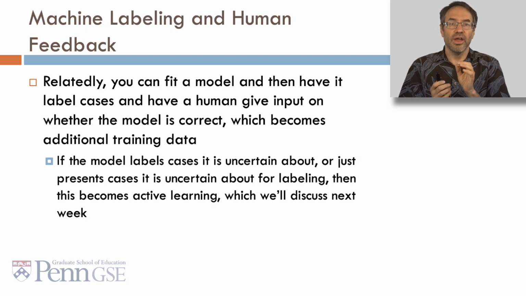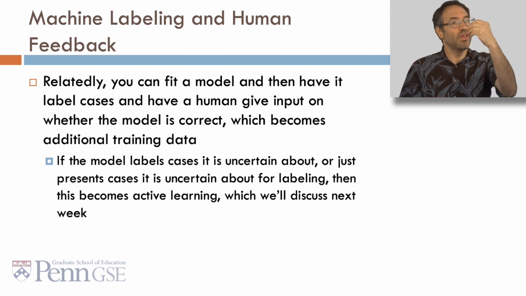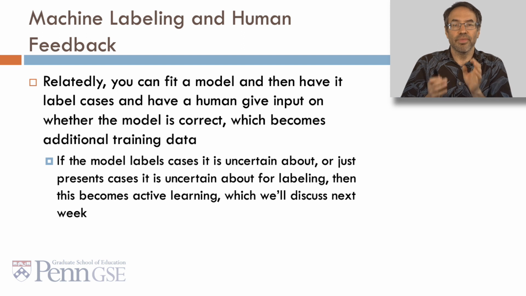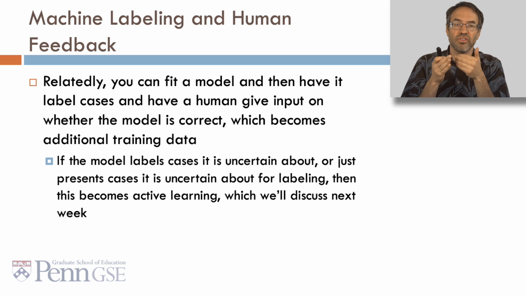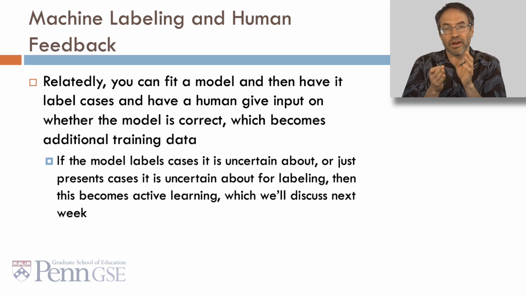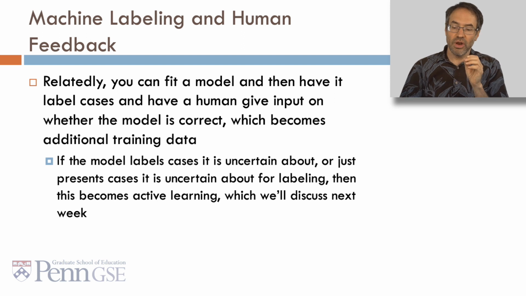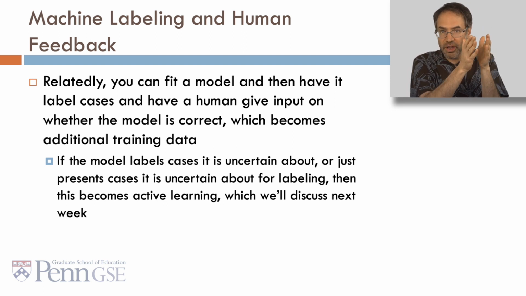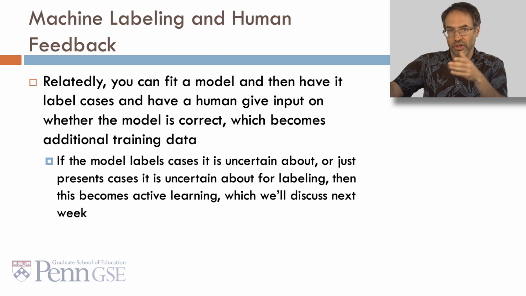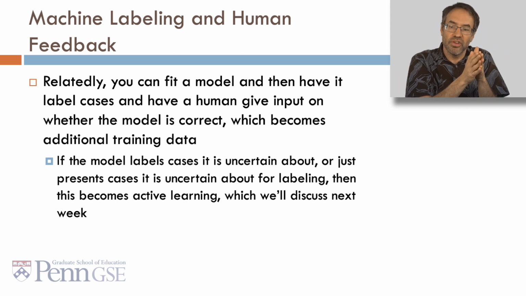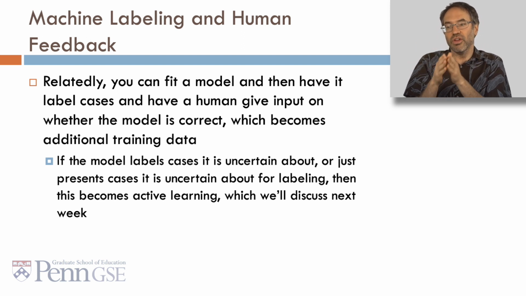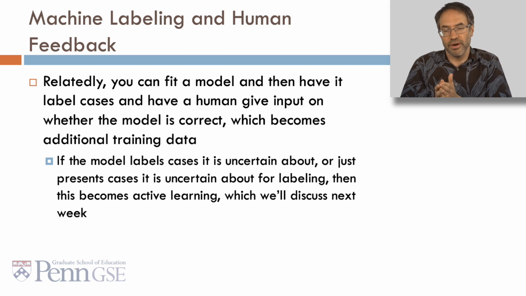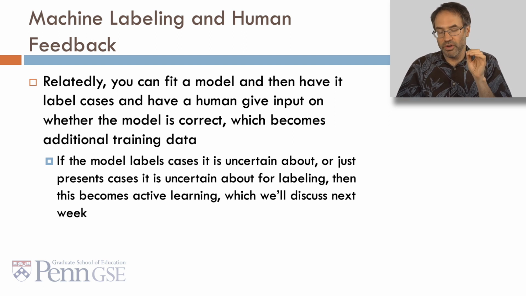Relatedly, you can fit a model and then have it label cases and have a human being give input on whether the model is correct, which then becomes additional training data. If the model is labeling cases it's uncertain about, or it presents cases it's uncertain about for labeling, then this becomes active learning, which we'll discuss next week. So in other words, there's the reinforcement learning case, which we'll talk more about much later in the class, where the human says, no, you got this wrong, this is the correct answer. And there's the active learning case where the model says, I don't know what to do here. Both of those can be really useful for getting your model to perform better.